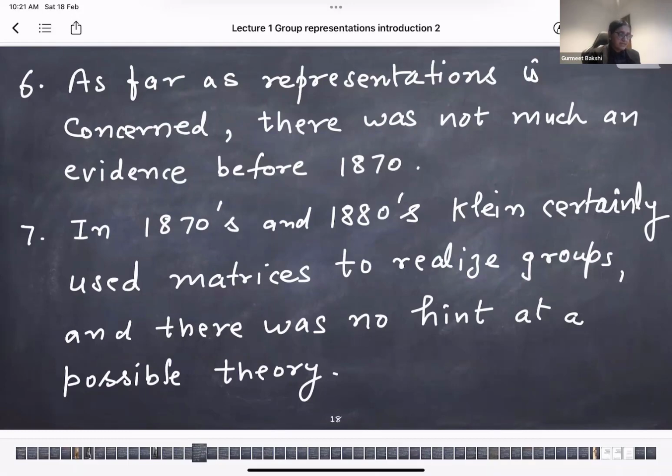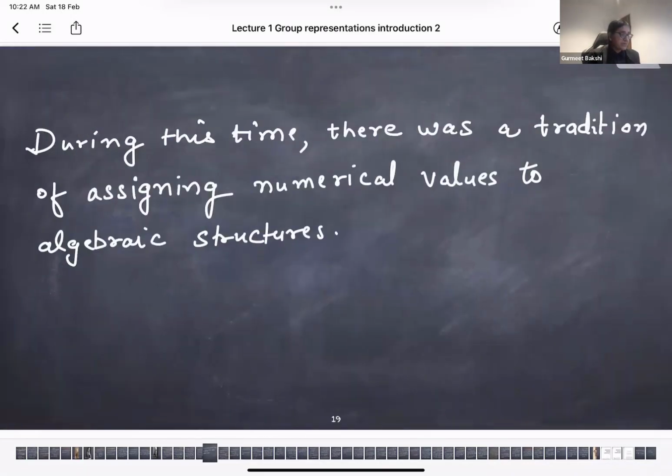In the 1870s and 80s, Klein and others certainly used matrices to realize groups, but there was no hint at a possible theory that could be developed. And during this time, there was a tradition of assigning numerical values to algebraic structures. So I will just come to that.